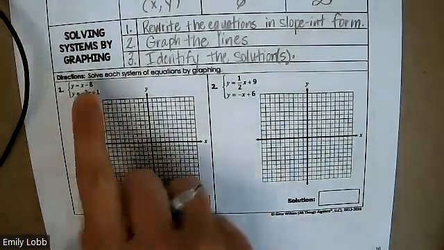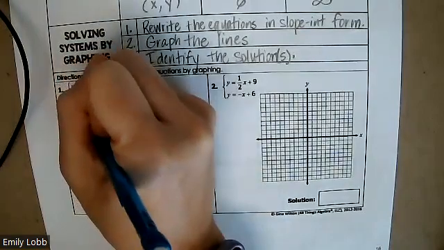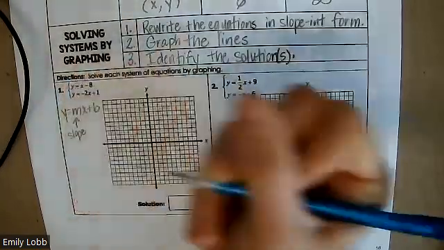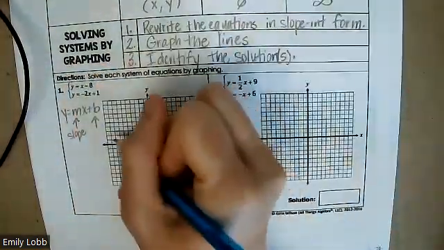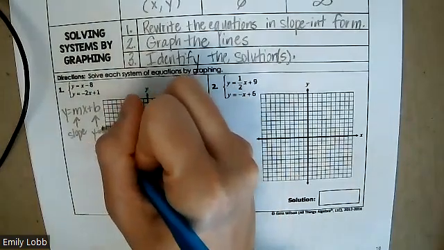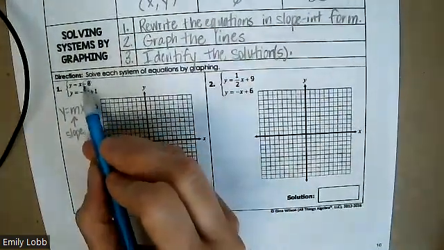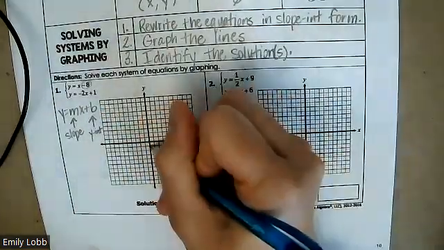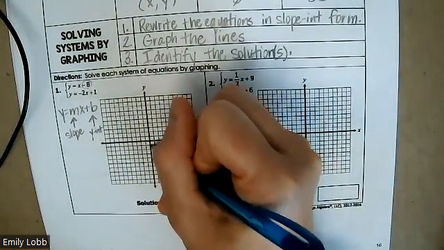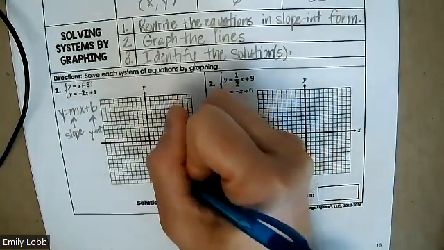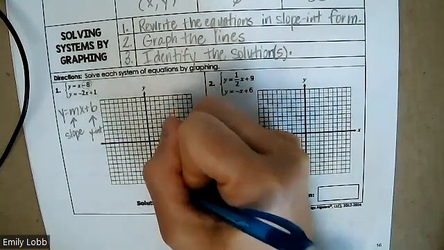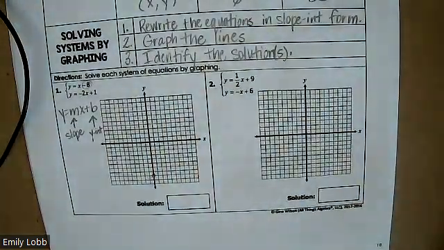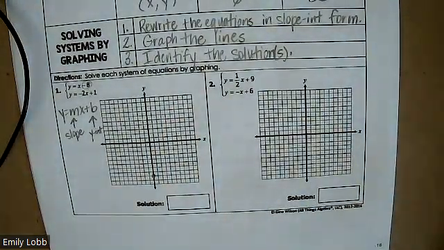So here, remember, if it's in y equals mx plus b, our coefficient is our slope, rise over run, and our constant is our y-intercept. So our y-intercept of this first line is what? -8. So I'm going to count down from my origin. 1, 2, 3, 4, 5, 6, 7, 8. And I'm going to put a point there because it is on that line, because that's my y-intercept.